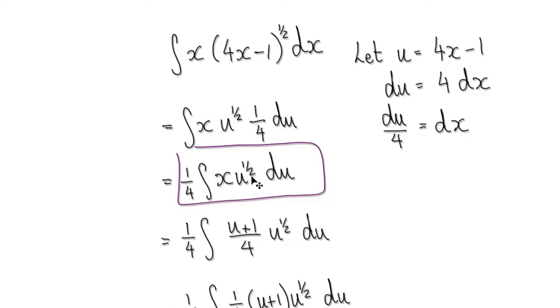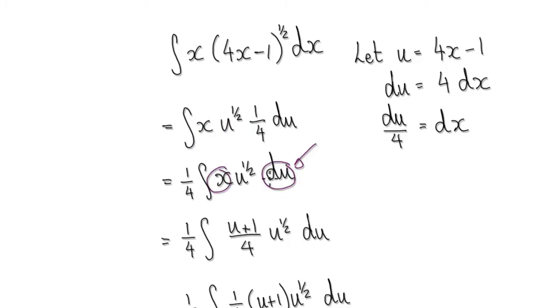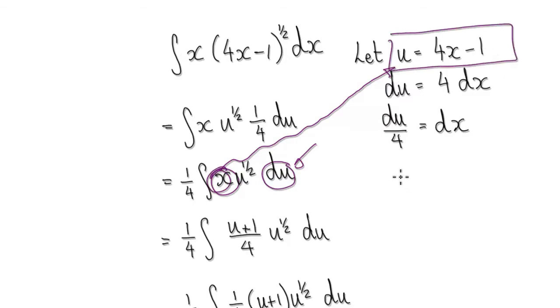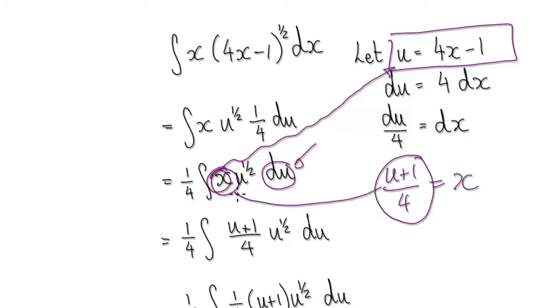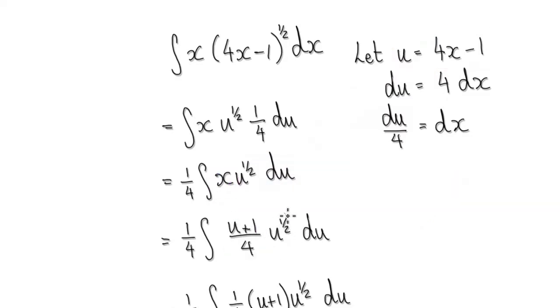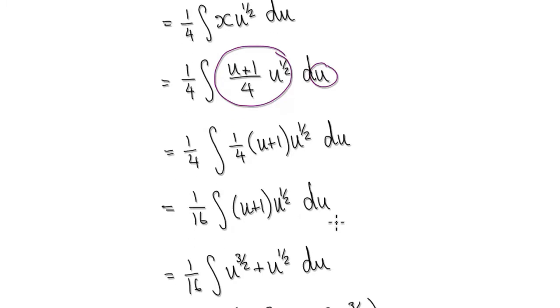But the thing is, we don't want to work in terms of x. We need to work everything in terms of u. So to replace this x, we go back to here and make x the subject. If you add 1 divided by 4, that equals x. Now you can put this into the x. That will give you this. Notice that everything here is in terms of u. And then now just simplify this.